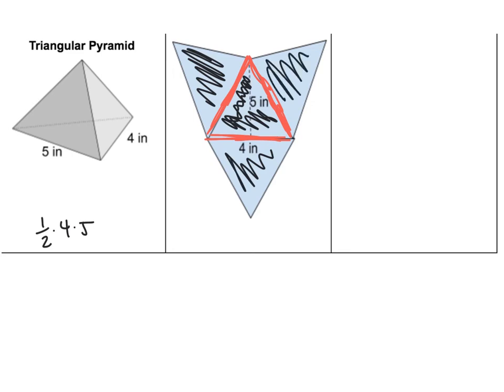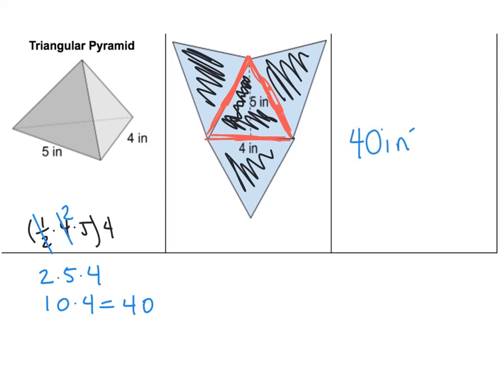So we have 4 of the same thing, and again, we're going to just take that whole thing and multiply it by 4. So first of all, half of 4 again is 2. So we can just change this to a 2. This becomes 2 times 5 times 4. 2 times 5 is 10, and 10 times 4 is 40. So my answer here becomes 40 square inches.